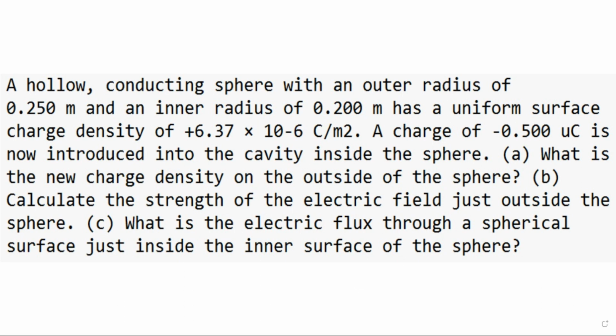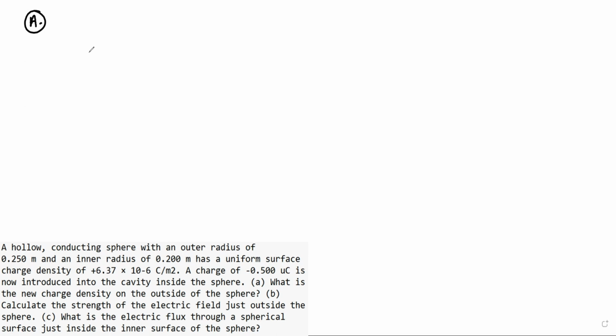The first one we need to take note of is what's the new charge density on the outside of the sphere? We're looking for the new charge density. And you do remember we've got three: linear, surface, and volume. So this is a conducting sphere. It's not linear. So you've got to know if you're going to be making use of your surface charge density or volume charge density. So it's either sigma or your rho.